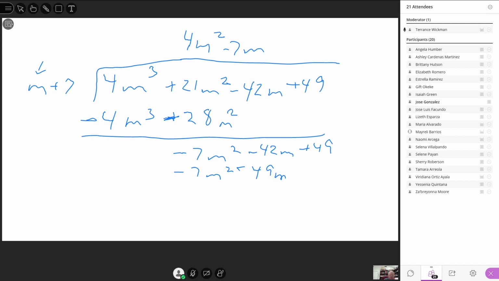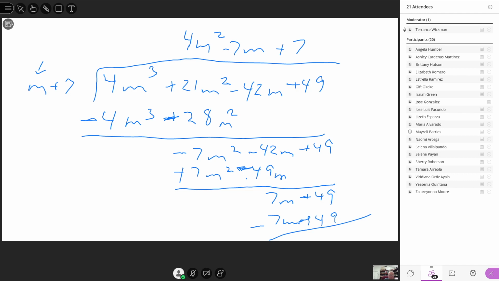Change the signs. This becomes a plus. This becomes a minus. Now we have left over 7m plus 49. We have to multiply the m by to get the 7. It's plus 7. 7 times that gives you 7m. 7 times the other 7 gives you 49. Same signs. There's no remainder, 0. This is your answer, with a remainder of 0. I get D. And this is number 13.